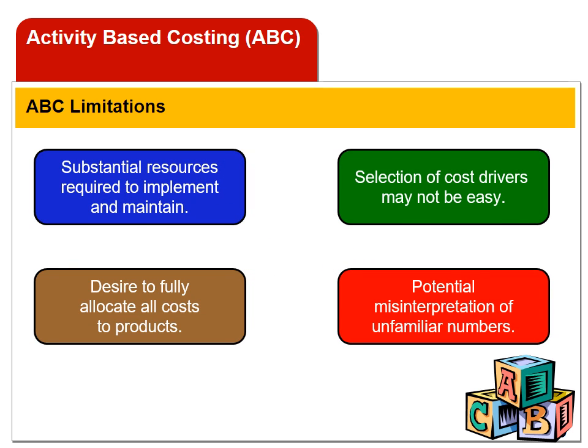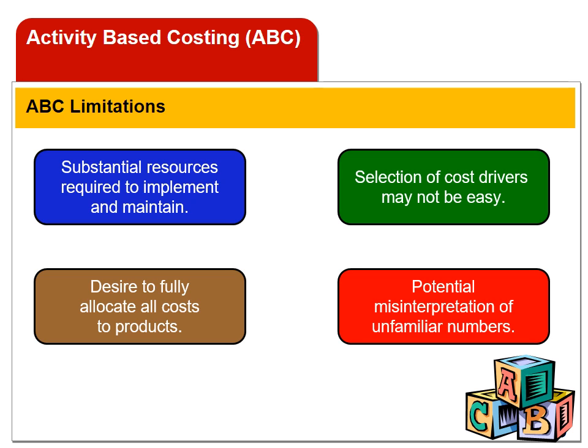The limitations of activity-based costing are: implementing and maintaining an ABC system requires substantial resources. The benefits of increased cost accuracy may not outweigh costs. Selection of cost drivers may not be easy. For example, sometimes it is difficult to collect this information: the number of customer orders, number of product designs.